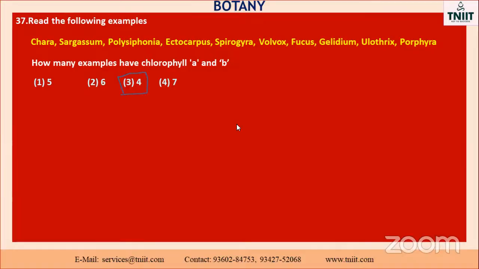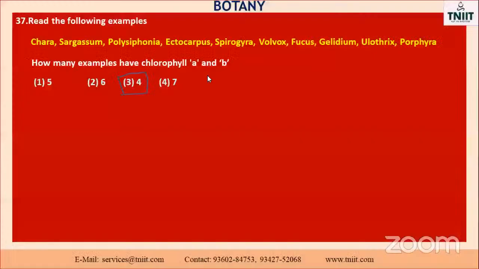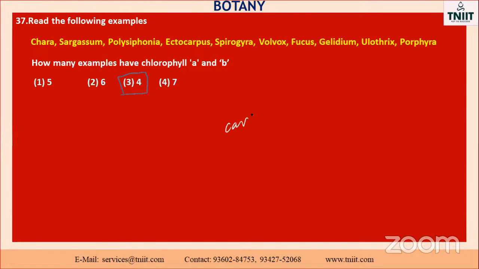How it will be, you have to see that. Answer is 4, solution 4 only. See this one, this much you should note it down. Sargassum, yeah, chlorophyll A and chlorophyll C is there. So Sargassum, it will not come. Chara, chlorophyll A, chlorophyll B. See this one. Chara, it will come first. So 1 it will come, isn't it? First one is Chara. Chara, A and B is there. So the first one is coming.